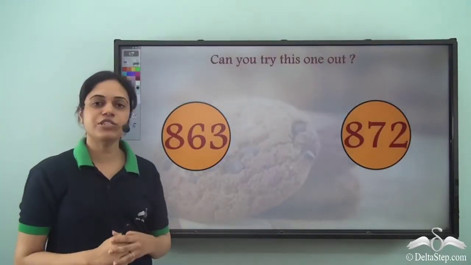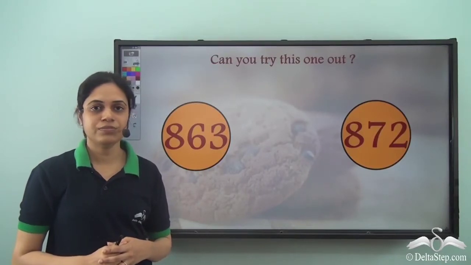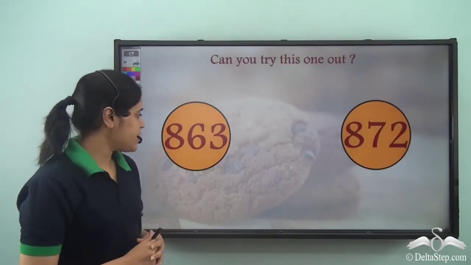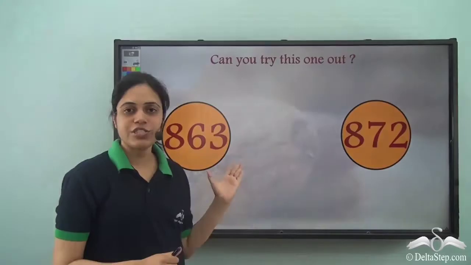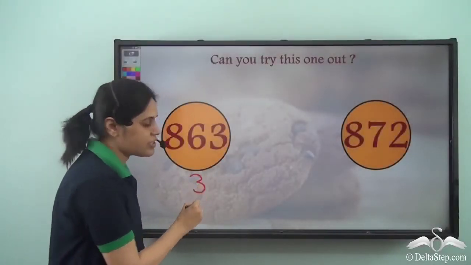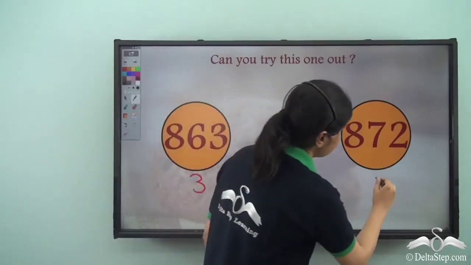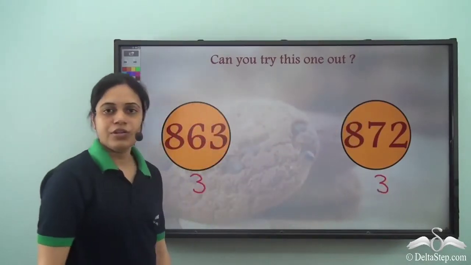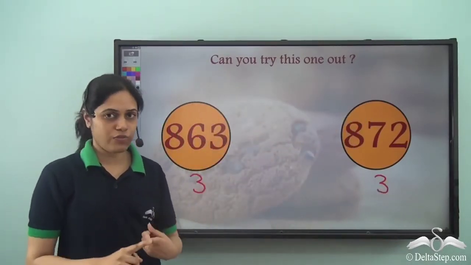Now can you try out this one on your own? So first thing is to count the number of digits. As we can see, the number of digits here is 3 and the number of digits here is 3 again. So the first trick does not work.